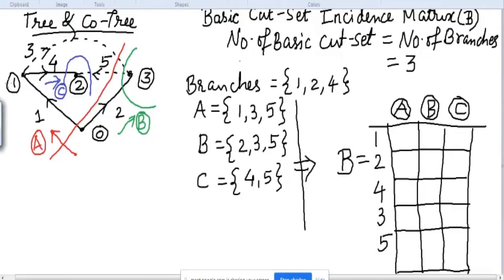So I will choose this point A as the reference point, and now see, we have cut the basic cut set A with respect to 1. So this 1 should always be positive. This 1 cannot be negative. Similarly for B we have cut 2, and similarly for C we have cut 4. So these 3 elements can never be negative. So these will be positive, and on the basis of this we have to choose the direction of the other elements. So let us check that.